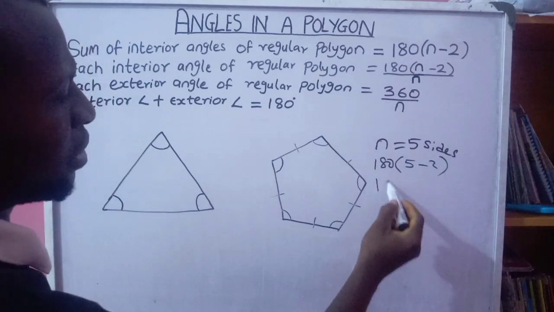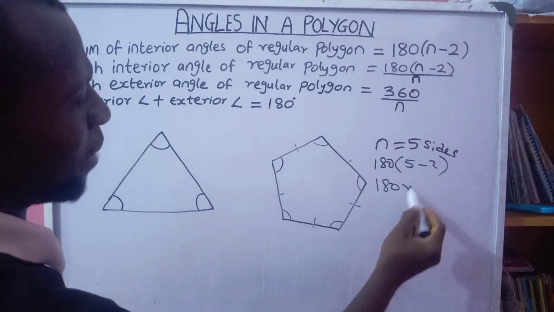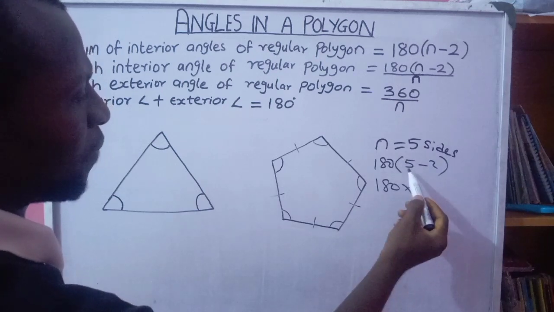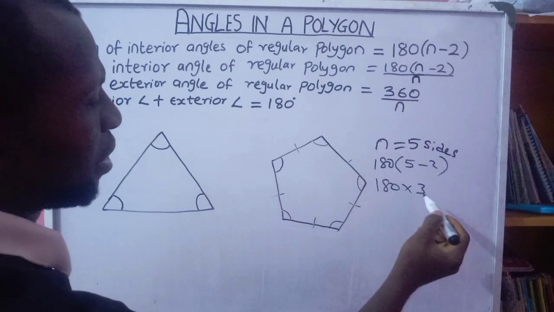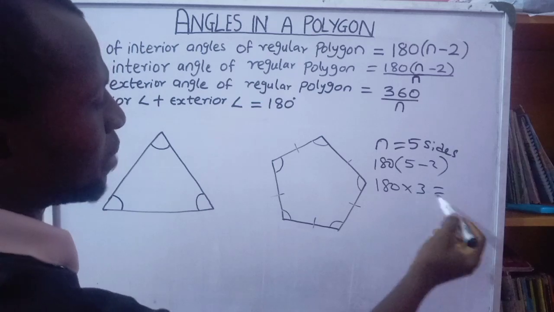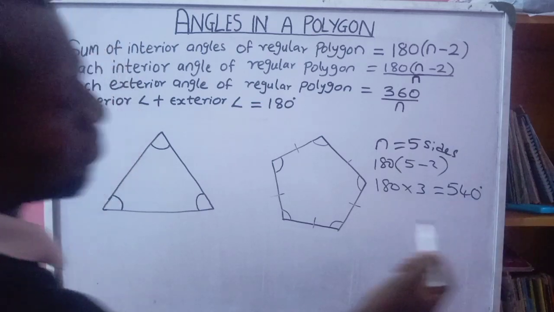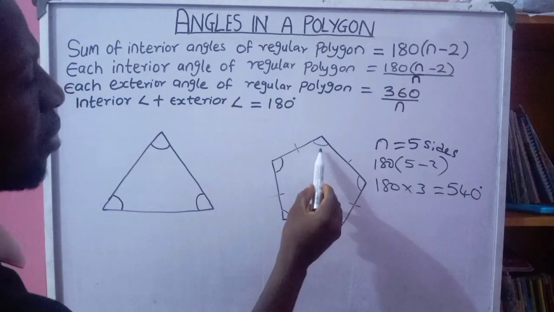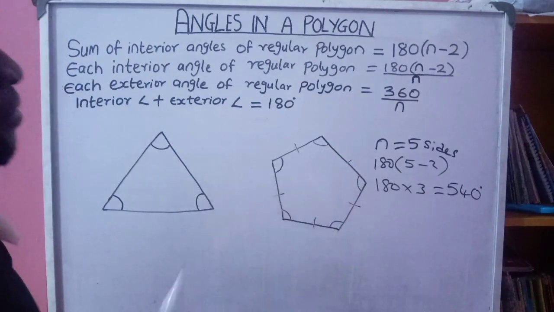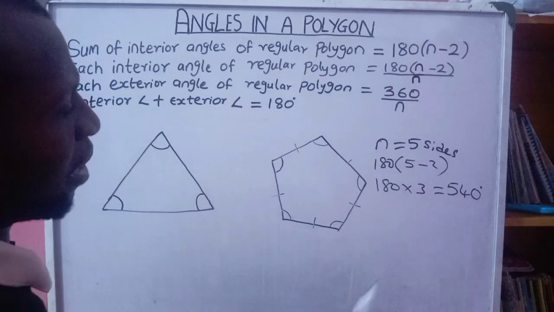That gives us 180 multiplied, because this bracket now means multiplication, by 5 minus 2, which gives us 3. And when you multiply 180 by 3, that will give us 540 degrees. That means the sum of the interior angles of this pentagon is 540 degrees.